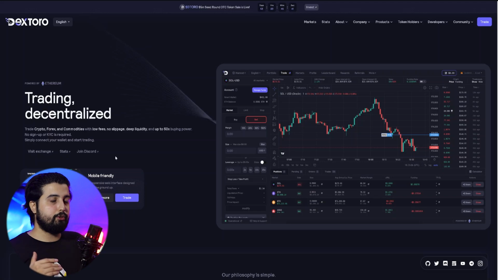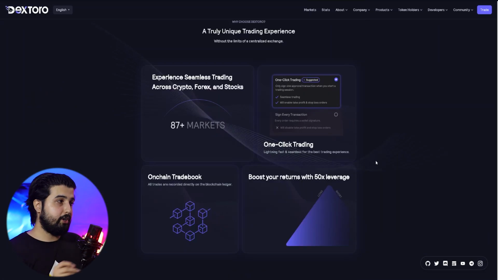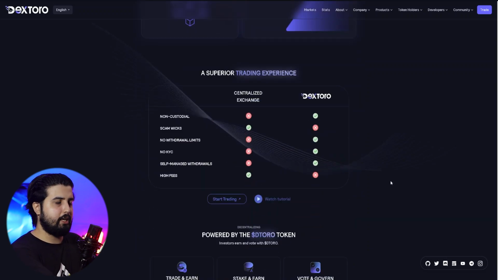You don't need to put your assets on the exchange. You keep them in your Web3 wallet, so you keep the custody of your assets. You don't have to risk those, so there's no issue in terms of security. And all the trades here are recorded on the blockchain ledger to ensure their safety and security.